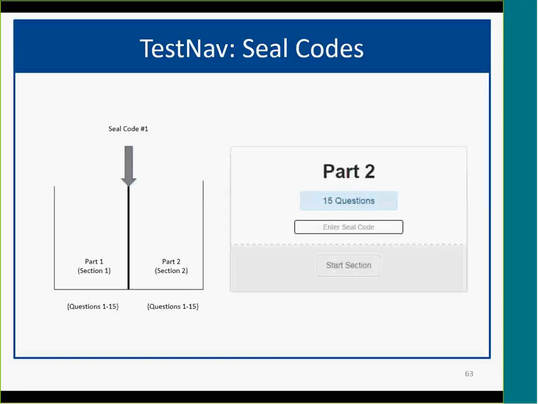The graphic on the left gives a visual of really how this test is split out. Part 1, which is referred to as Section 1, was 15 questions. The student entered the first seal code, which in this case is the only seal code in the test, and went to Part 2, which is also called Section 2, and will also house 15 questions.